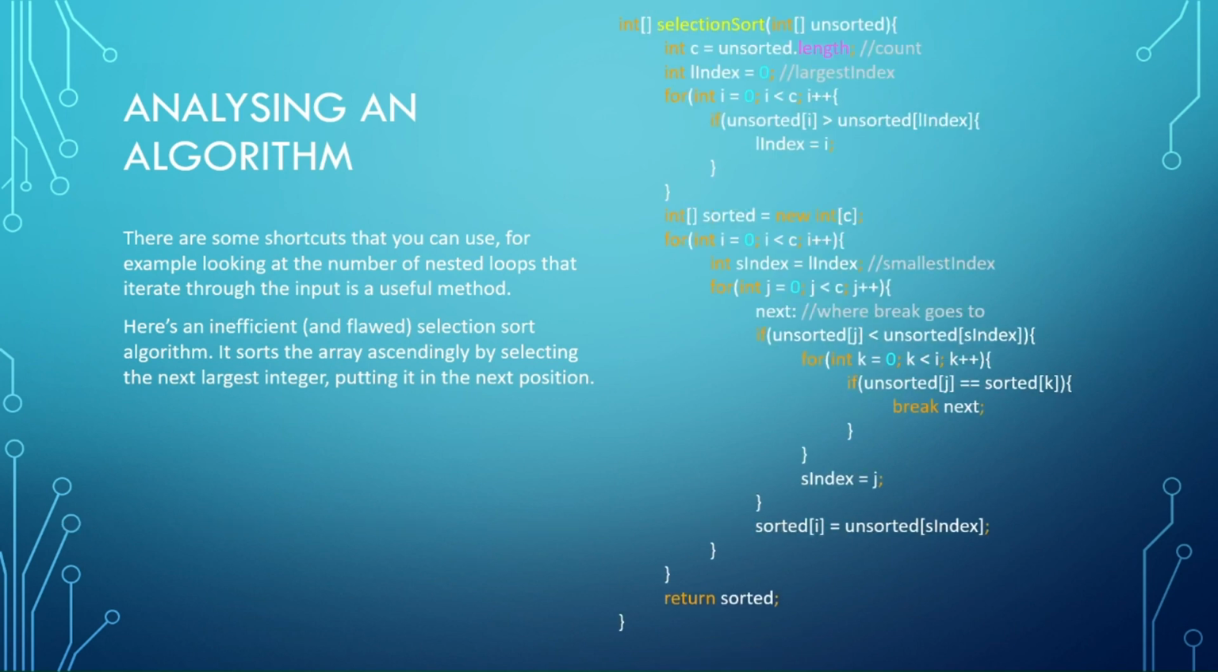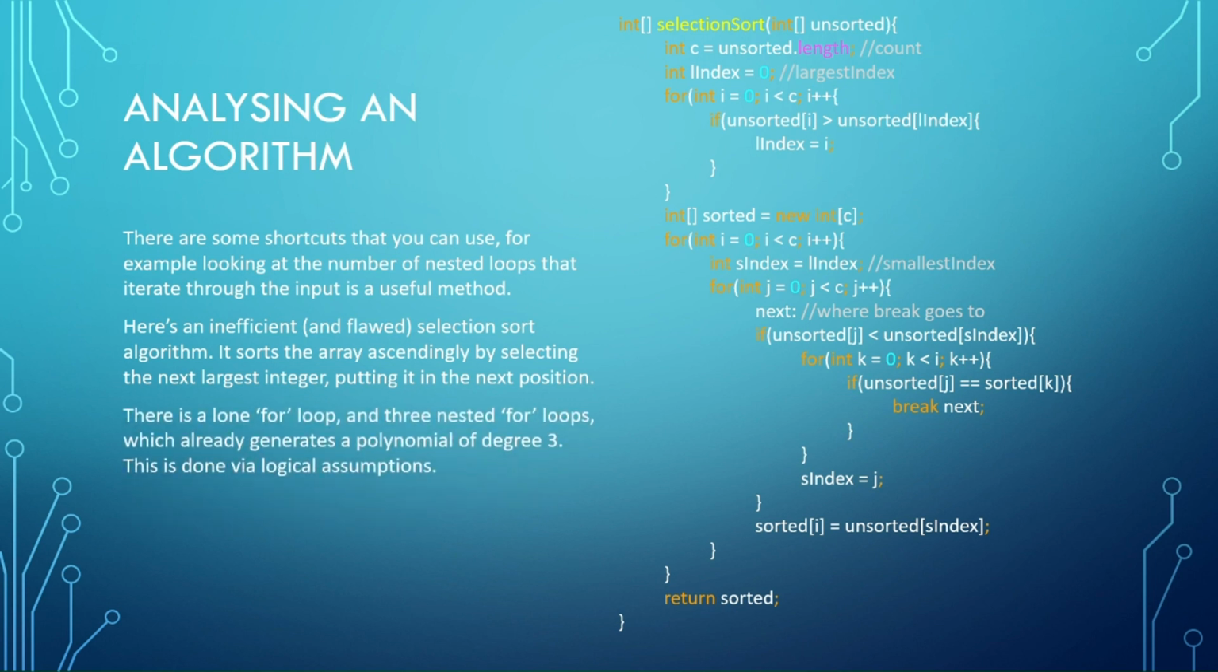So here's a slightly inefficient, actually very inefficient, and flawed selection sort algorithm. It sorts the array ascendingly by selecting the next largest integer and putting it in the next position. As I say, it's very inefficient. It has one for loop on the 4th line, and then after that for loop, it has 3 nested for loops. So there's a lone for loop near the top and 3 nested for loops.